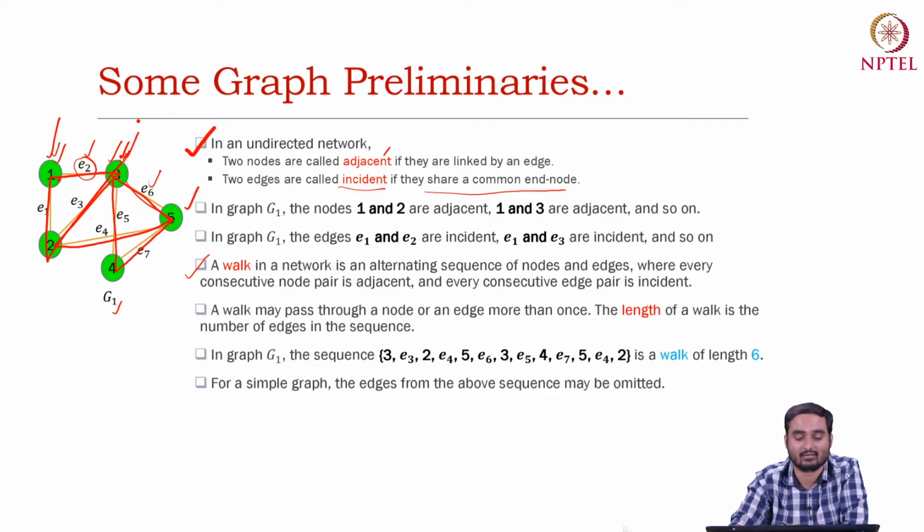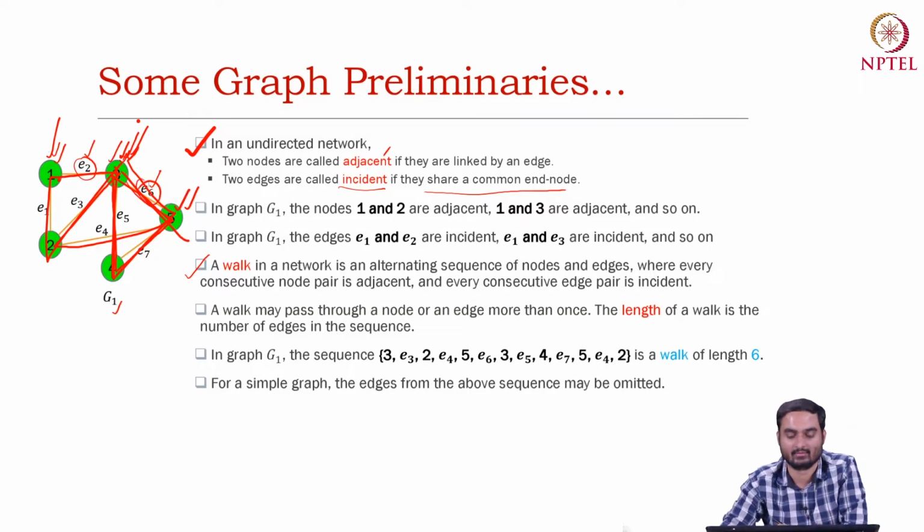Now in a walk, as you have seen, a node can repeat and an edge can also repeat. For example, if you start from 3, go to 5, then to 4, from 4 you can again move to 3. That is allowed. From 3 to 5, you can again come to 5, so node 5 will be repeated and this edge E6 will also be repeated. So walk is a very top-level definition, there is no constraint.